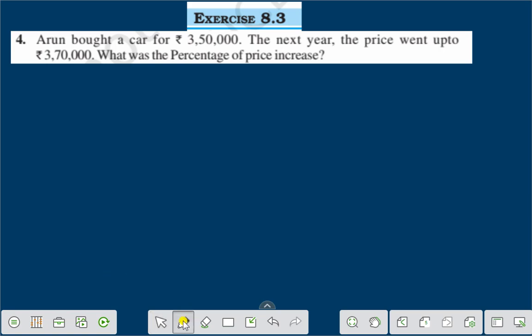Question number 4: Arun bought a car for rupees 3,50,000. The next year the price went up to rupees 3,70,000. What was the percentage of price increase? We'll solve in this way.